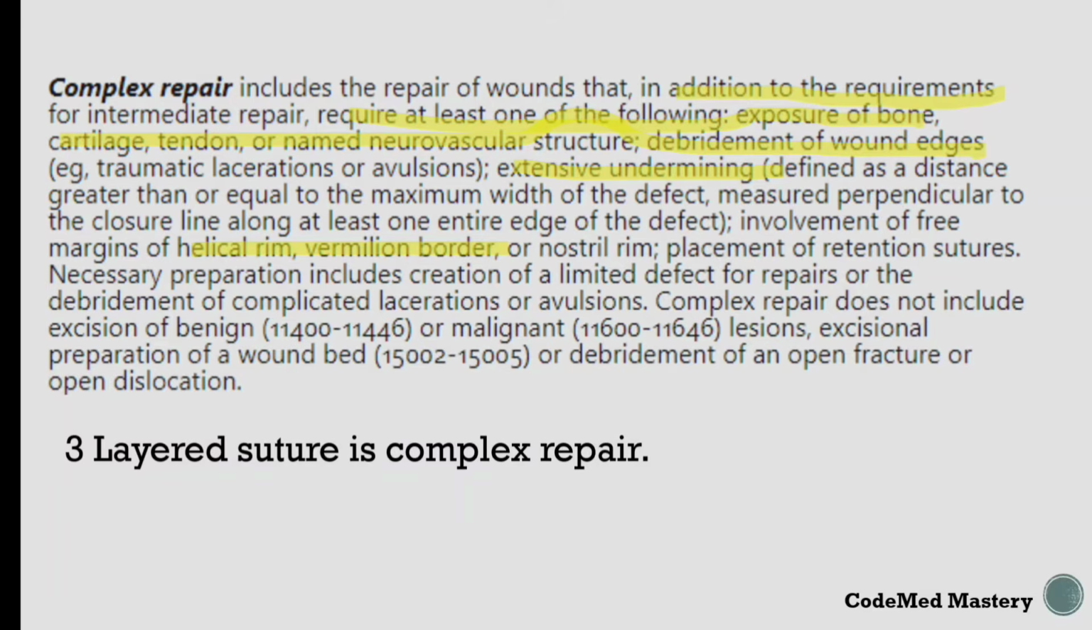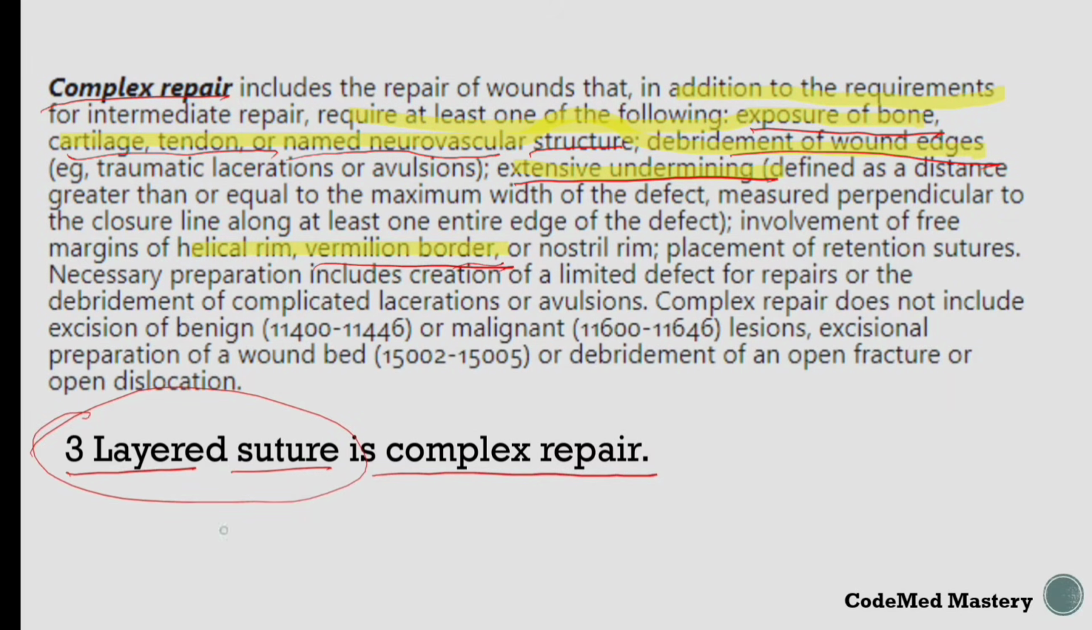Next, let us check complex repair. In order to code complex repair, there must be exposure of bone, cartilage, tendon, named neurovascular structure, debridement of wound edges, extensive undermining, vermilion border. So all these things are important to code complex repair. And also 3-layered suture is termed as complex repair. In your question, if you find 3-layered suture, then it is complex repair.